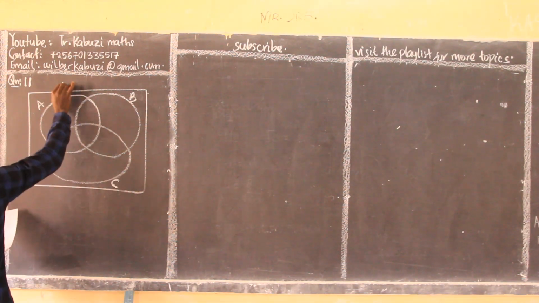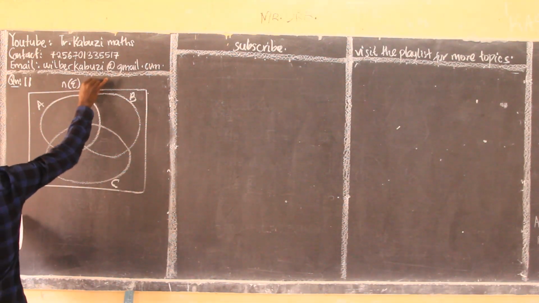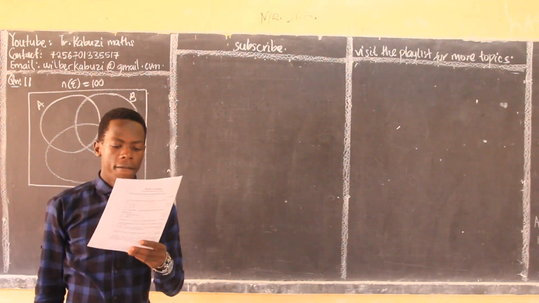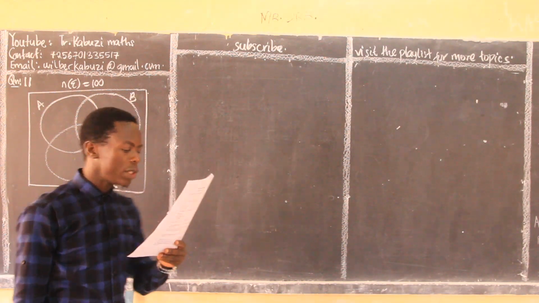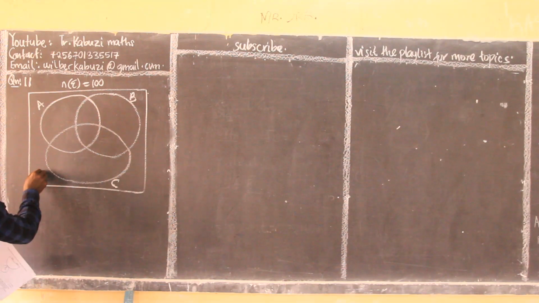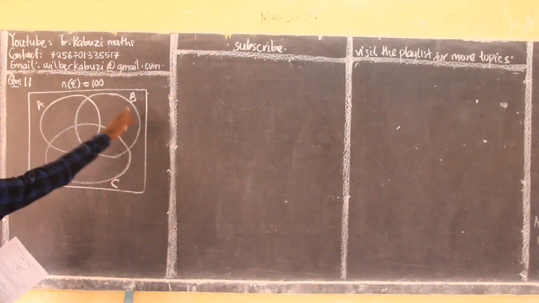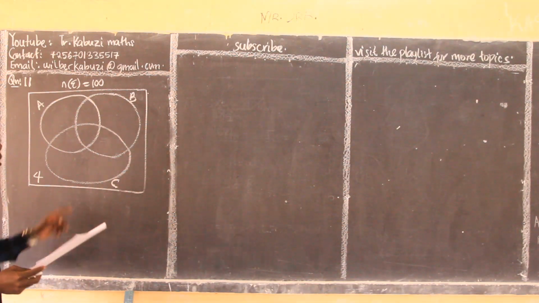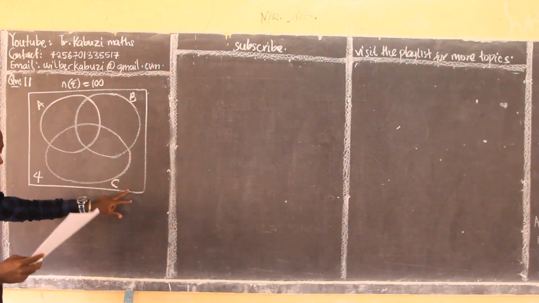I told him that the whole class, the universal, has 100 students. We say 4 students did not attempt any of the questions, any of the 3 sections. So these ones were out. They didn't attempt any question out of section A, section B, section C.